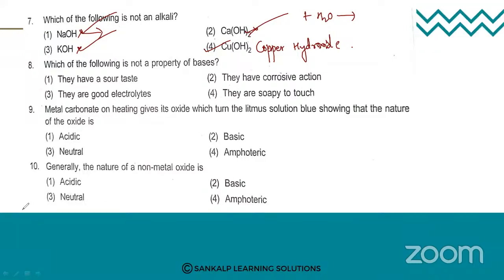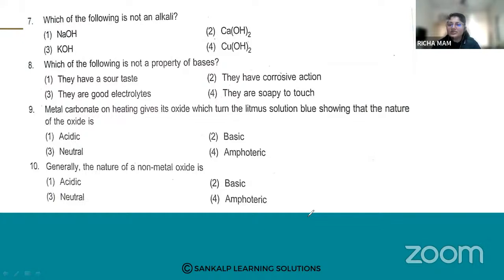Okay, fine. Go for the next question. Which of the following is not a property of bases? First one, they have a sour taste. Second one, they have corrosive action. Third one, they are good electrolytes. Fourth one, they are soapy to touch. Which is not a property of bases?